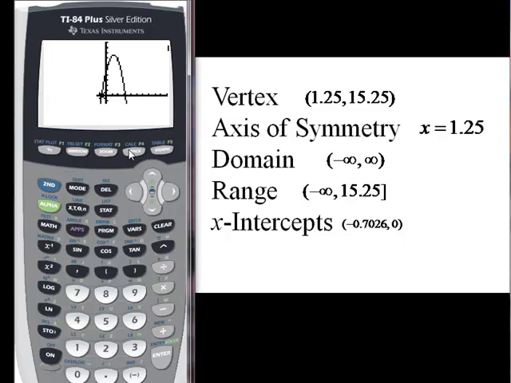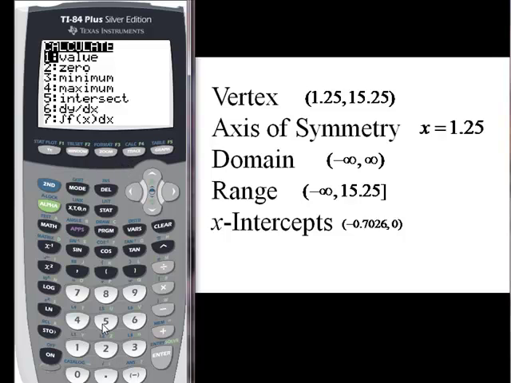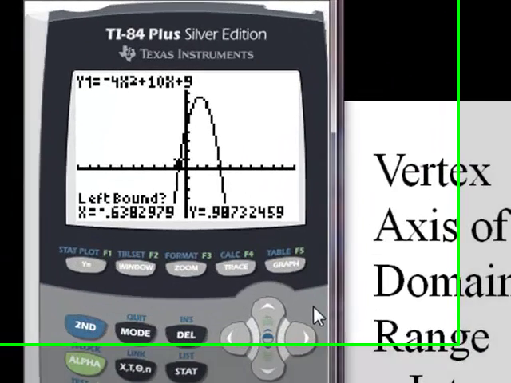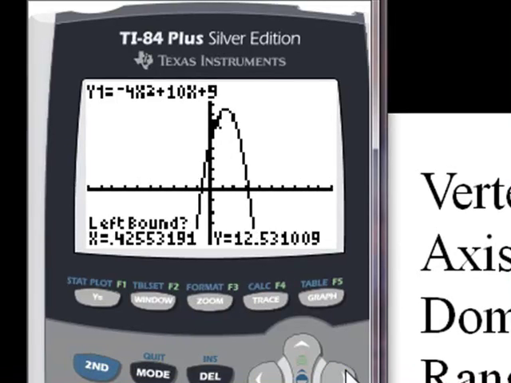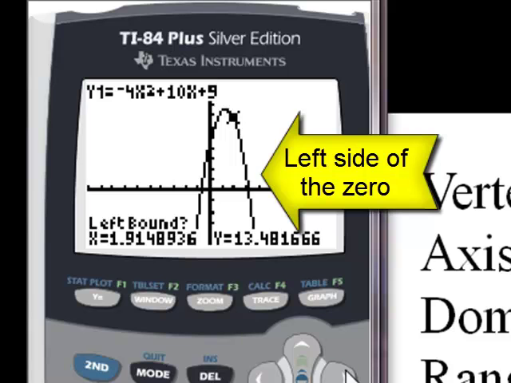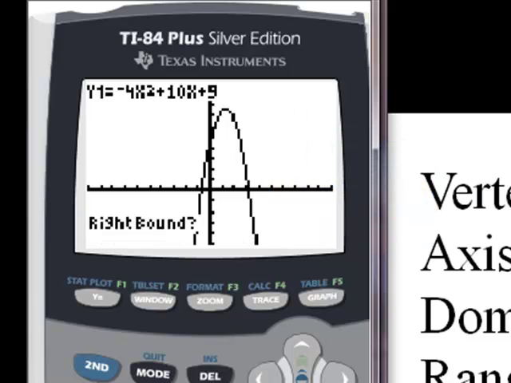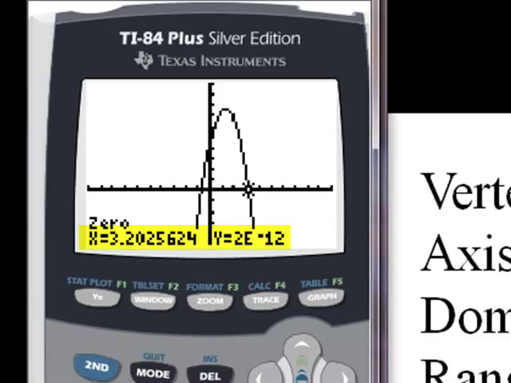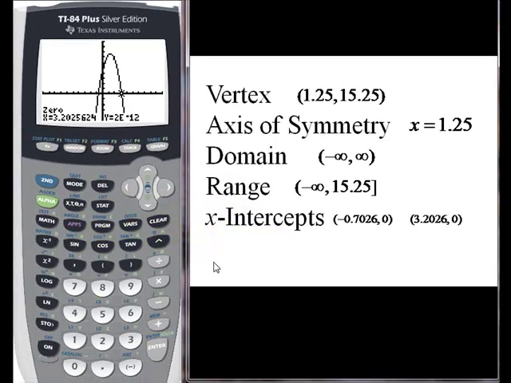We're going to do something identical to that to find the other one. The zero is number 2. And we're going to have to give it a left bound and right bound again. So we go over to the left side of it. Anywhere over here is fine, as long as we're to the left of the zero. And now we've got to go to the right of it. And we've got to make sure we cross the x-axis if we're looking for a zero. Otherwise we'll get an error. Guess, and we get 3.2025624 as a point, 3.2026 rounding off, comma 0. Notice 0 is in the y-coordinate because we're on the x-axis, so our y value is 0.